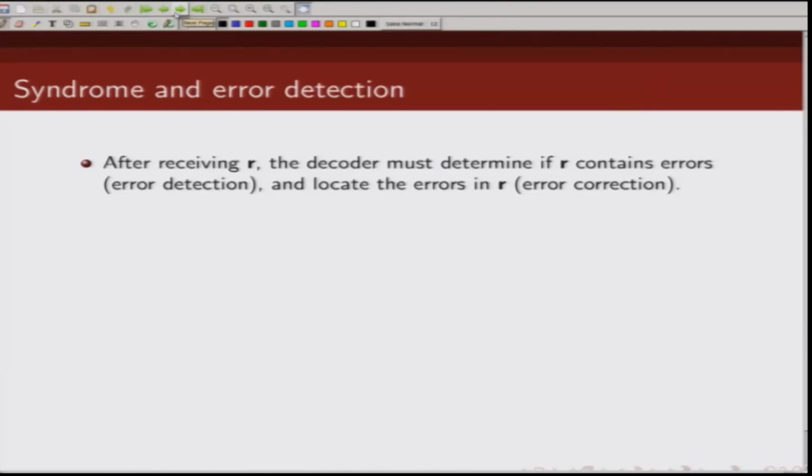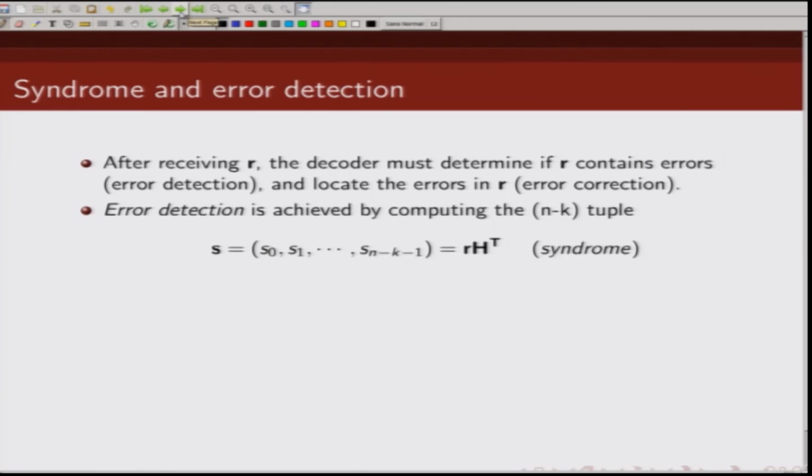Now, when we are sending this code word over a communication channel, what are we interested in? We are interested to find out whether any error has occurred. If any error has occurred, we are interested to find out the location where the error has occurred, so that we can correct those errors. So, first we are going to show how we can detect errors. We define a term which we call syndrome.